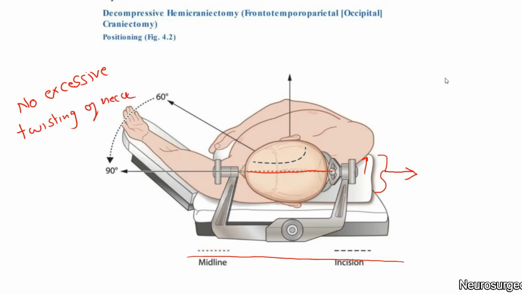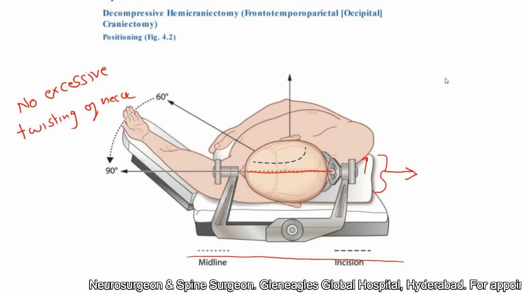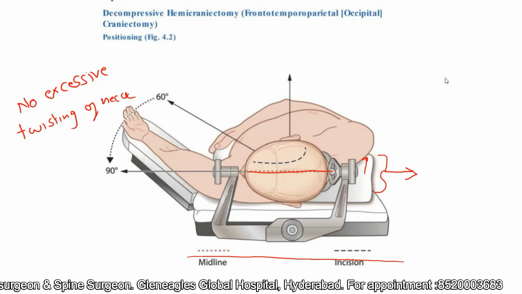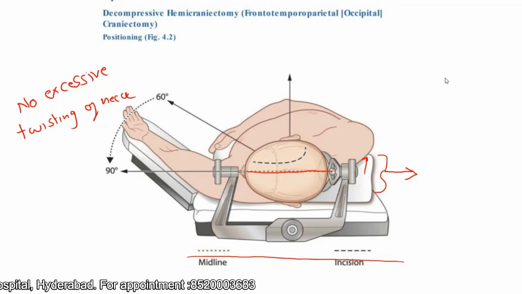This is because of obvious reasons. If the patient has cervical spondylosis, if there is canal stenosis, it can cause neurological deficit. And more than that, if there is compression on the jugular vein, it will cause excessive bleeding during surgery. So you will have to ensure that there is no excessive twisting of the neck.